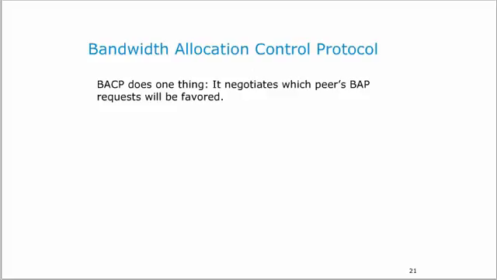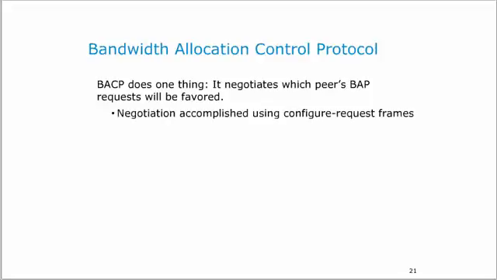BACP is an NCP that manages configuration options for BAP. Before peers can exchange BAP frames, they must exchange BACP frames to negotiate which peer will be favored in the event of a race. That is, when peers attempt to transmit BAP requests simultaneously, one of the peers' requests must be favored. The favored peer's BAP request frame will be used.